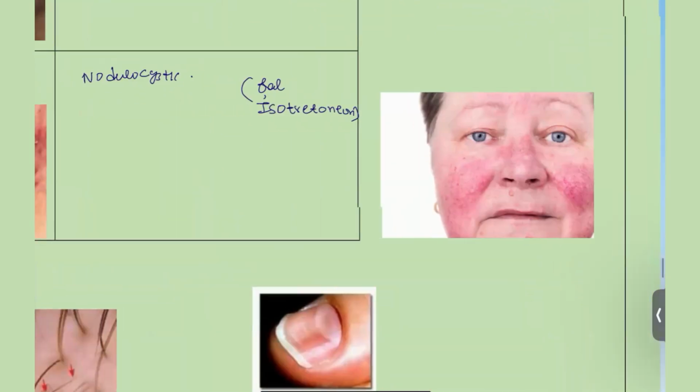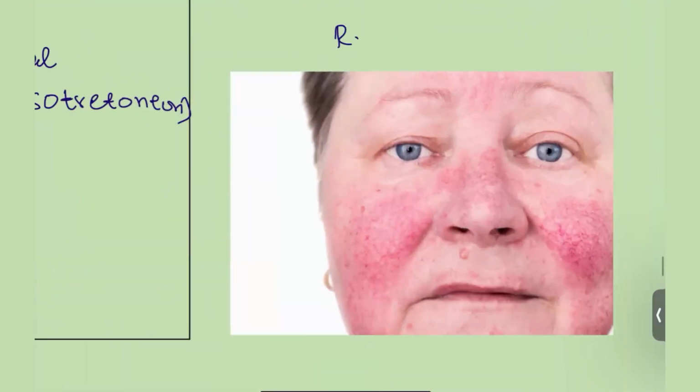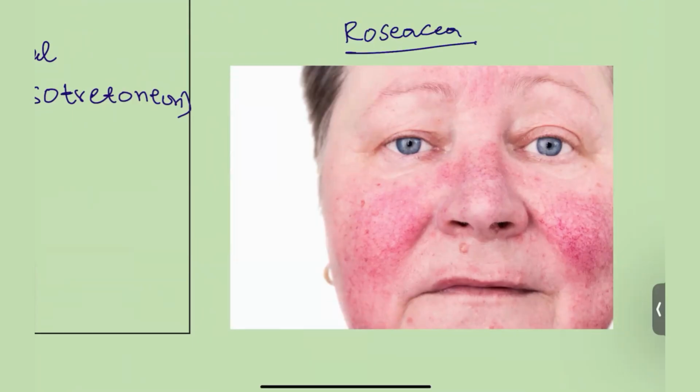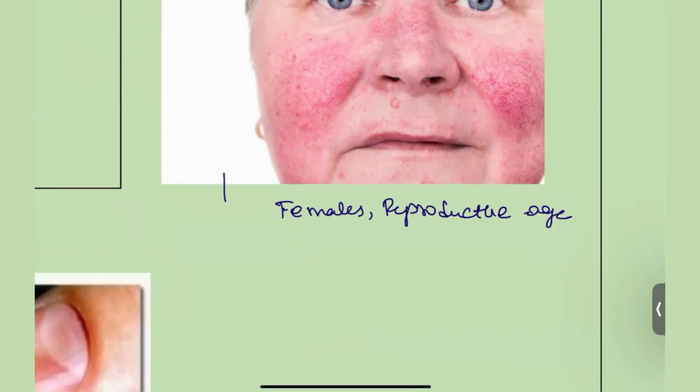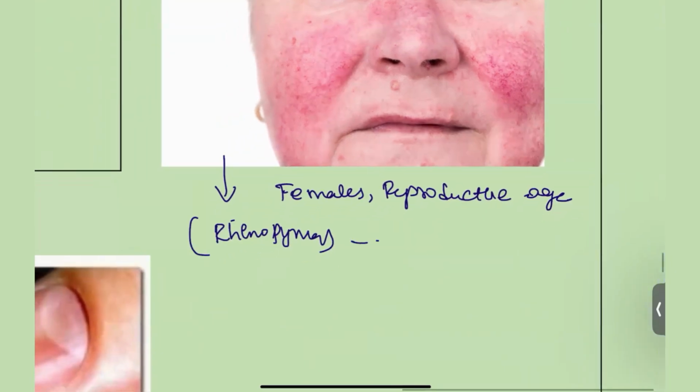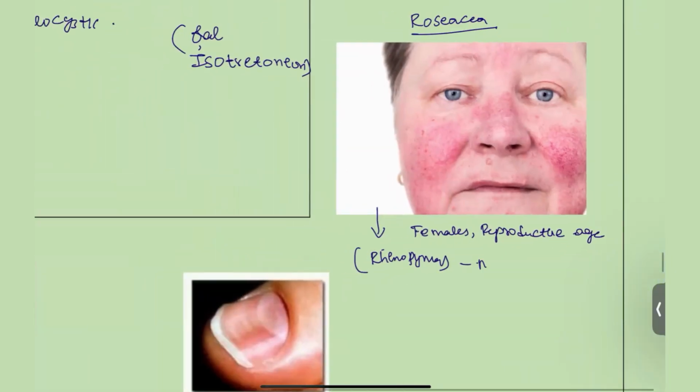Next, coming to this picture, this is rosacea. This is rosacea and it is usually seen in females of reproductive age. If it involves males, it is going to cause rhinophyma, potato nose. This is the rhinophyma also seen in males.